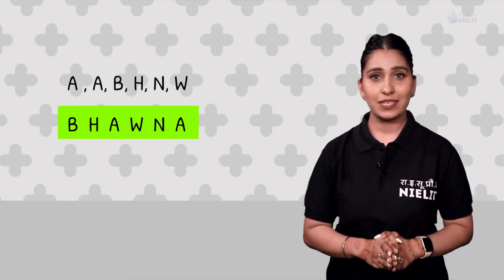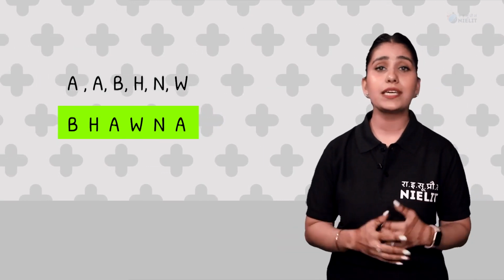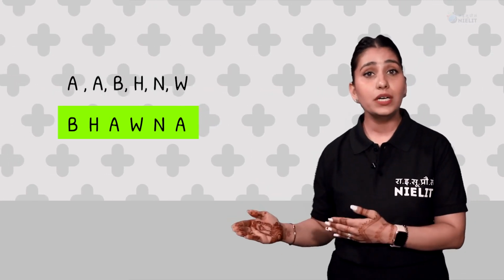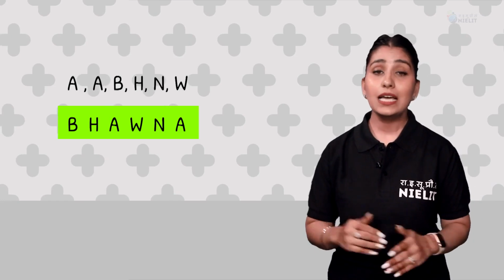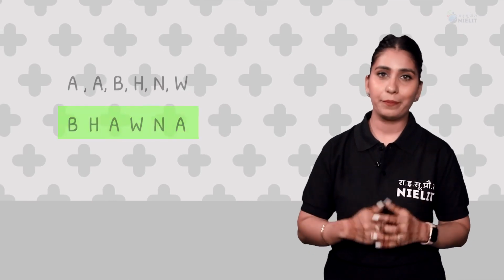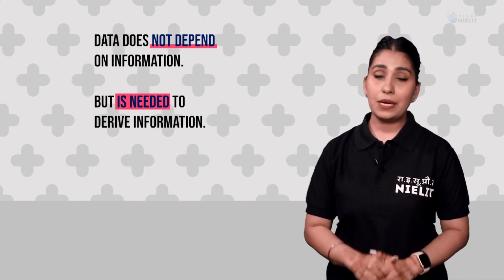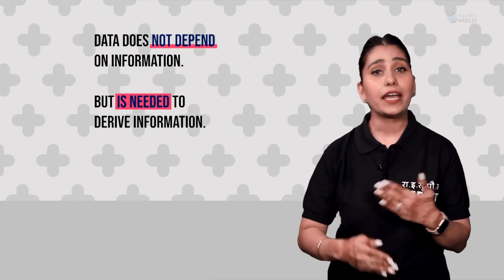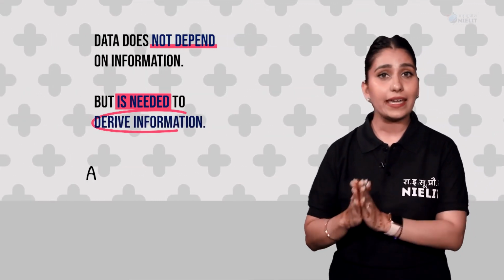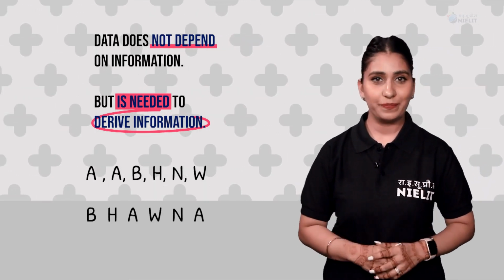Remember, students, data has no specific meaning, whereas information carries a logical meaning. The letters of my words had no specific meaning till I rearranged them to have information about my name. Data does not depend on information, but we require data to derive the information. We require the letters AAA, BHW to derive my name, Bhavna.